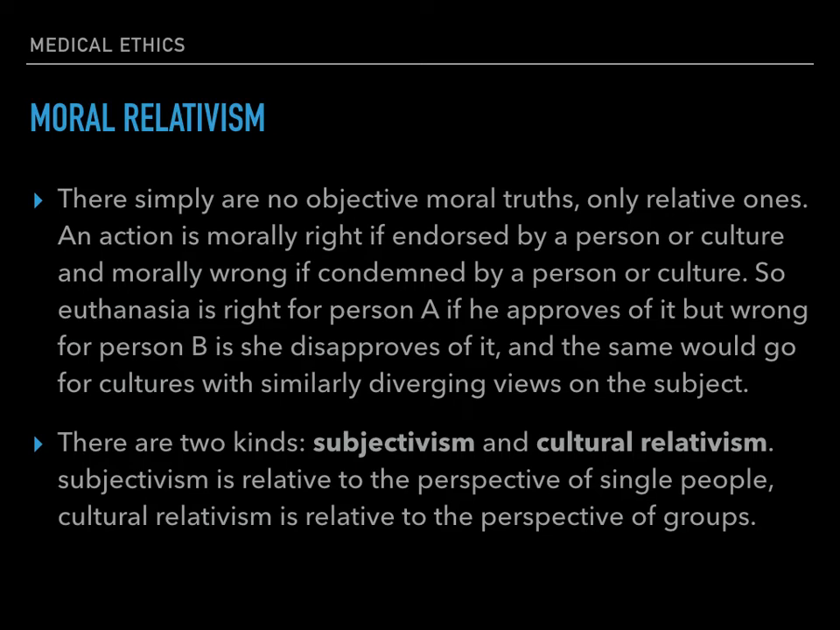Now, the opposite of that would be moral relativism, and this is the belief that there are only relative truths. That is, a certain act, such as euthanasia, could be wrong for one person, and it could be right for another person. What it means for it to be wrong is that this person disapproves of it, whereas for person B's morality, this person approves of it, therefore it's right. There are two different kinds of moral relativism. One is subjectivism, that is, when it's based on your own opinions. The other is cultural relativism, where it's based on the opinions of a group, usually a culture.